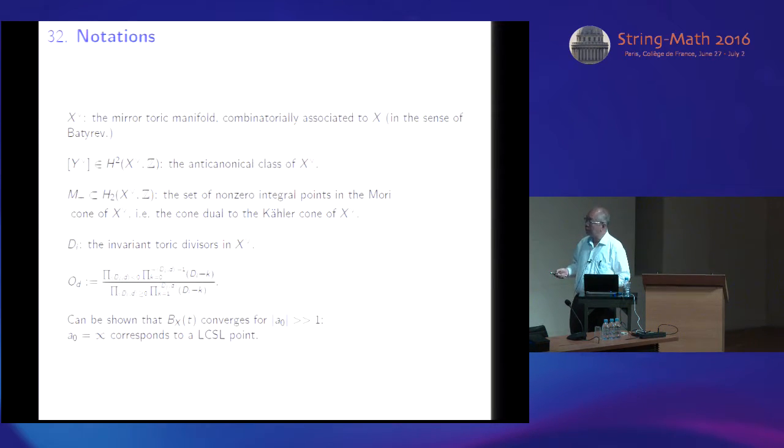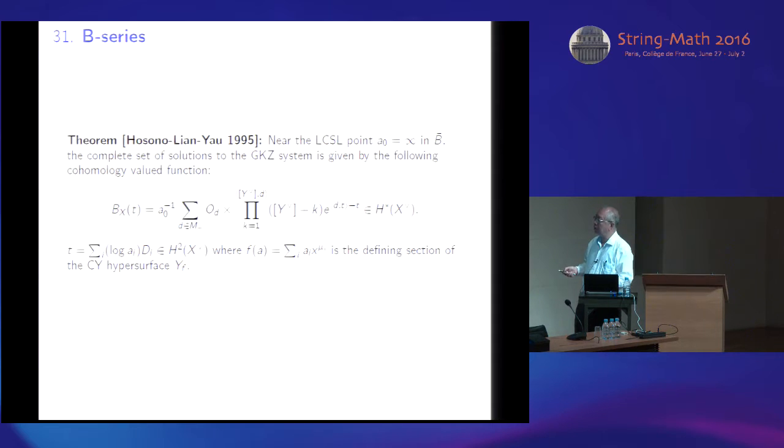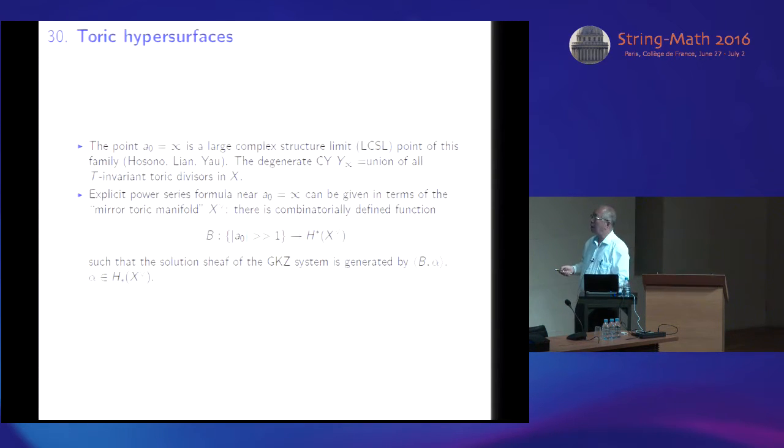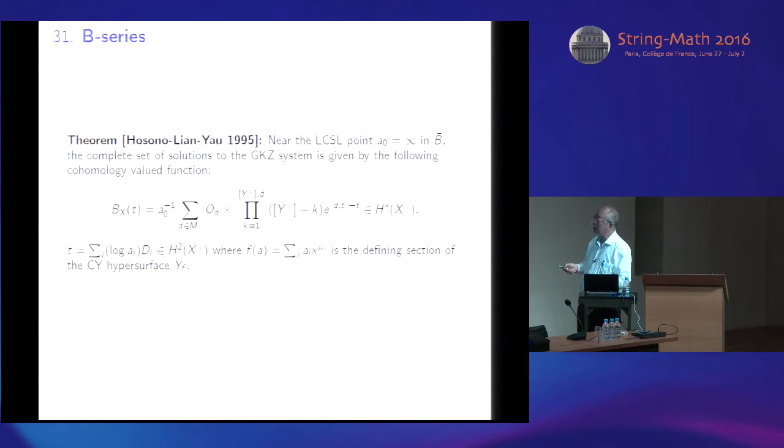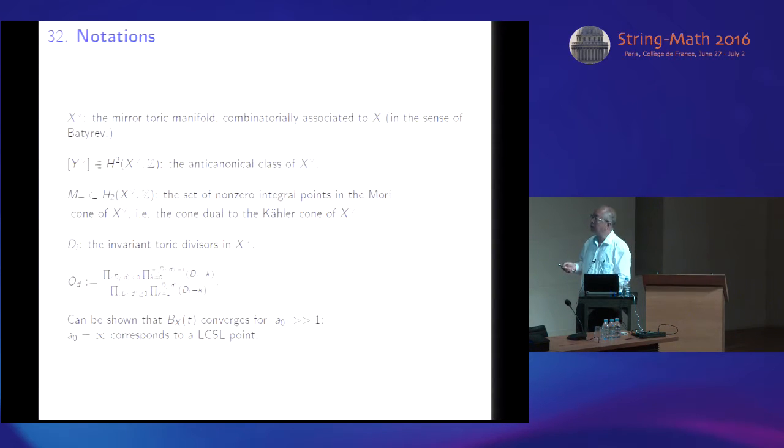And we prove that B_X(t) actually converges for large radius limit in the neighborhood of infinity. So this B_X(t) defines the function at cohomology level. And when you pair with an element alpha sitting in the second homology, we get the solutions to the GKZ system. So this is what we claim gives a complete solution to the GKZ system. So I hope this is understood.